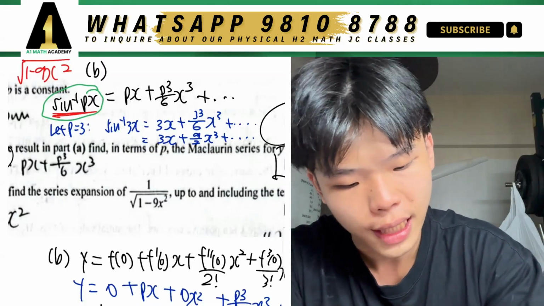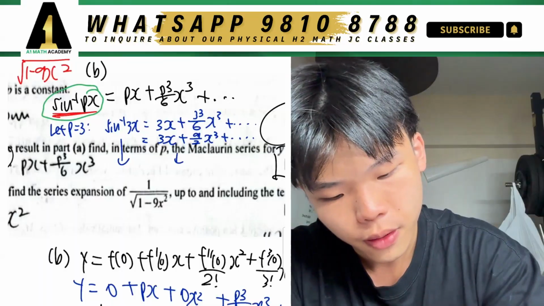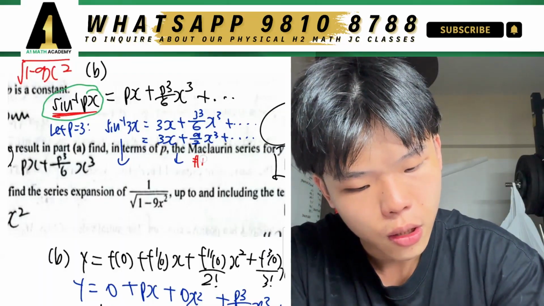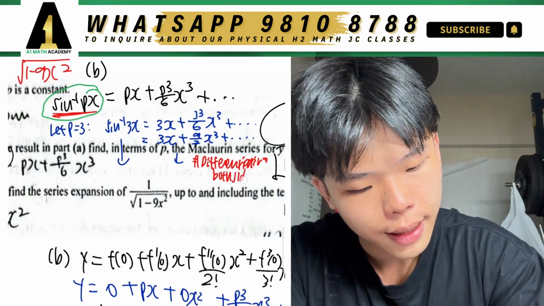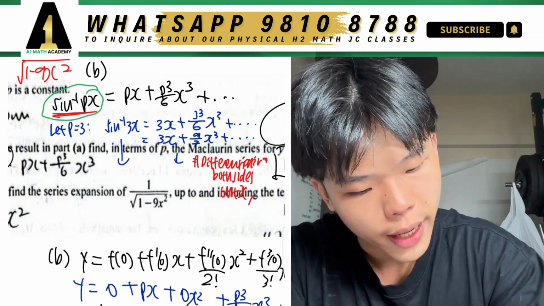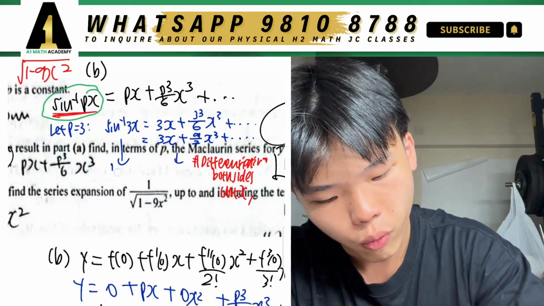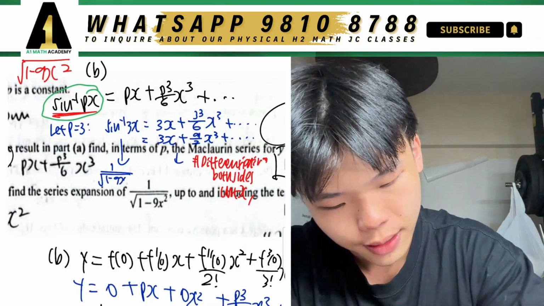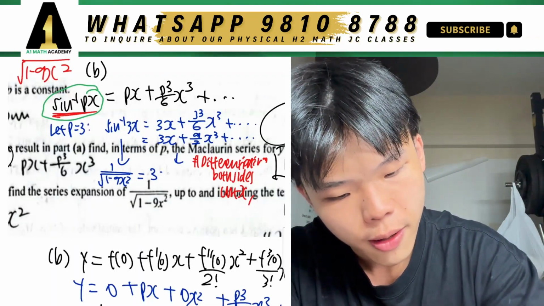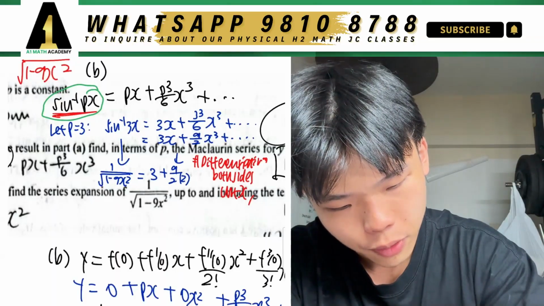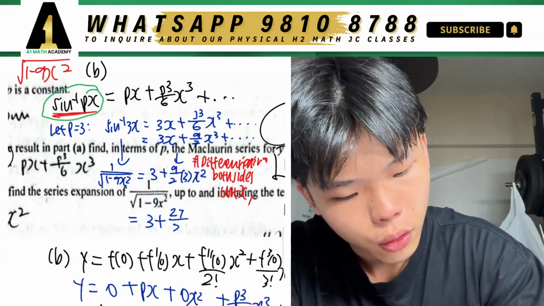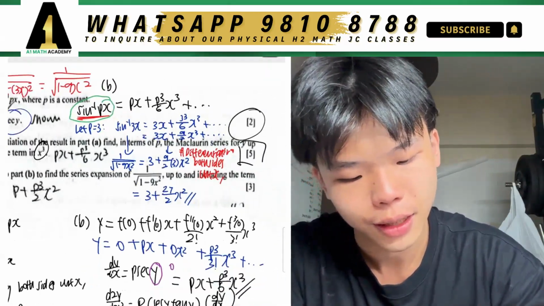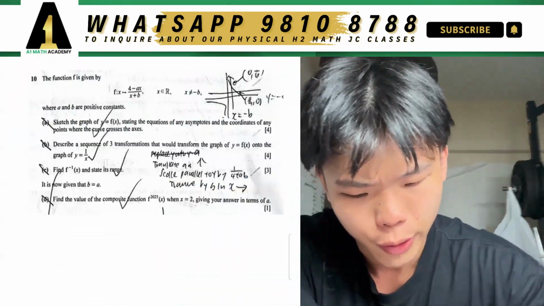So differentiating both sides. So from here to here, I'm just going to put a caveat over here, which is differentiating both sides with respect to x. I get a final value of 1 over root 1 minus x squared equals 3 plus 9 over 2 times 3x squared. And therefore, the final answer to this is 27 over 2x squared as the final answer to part C over here.